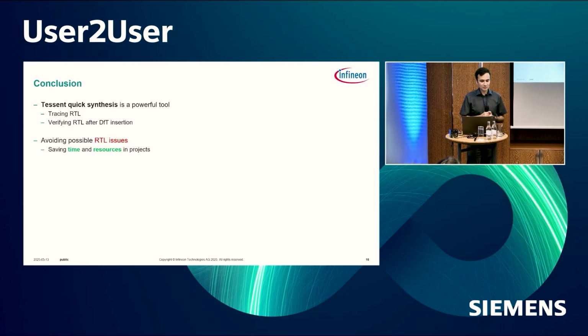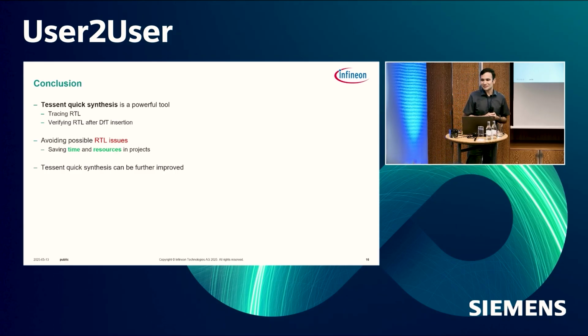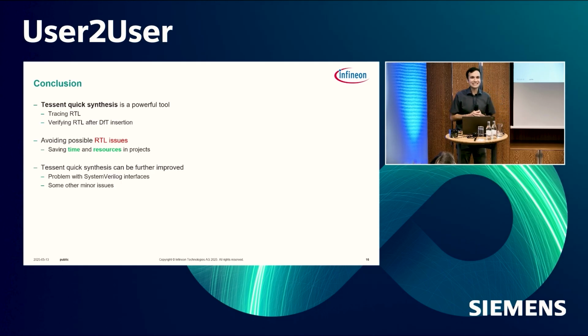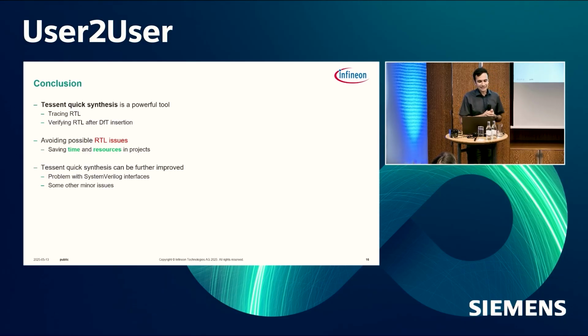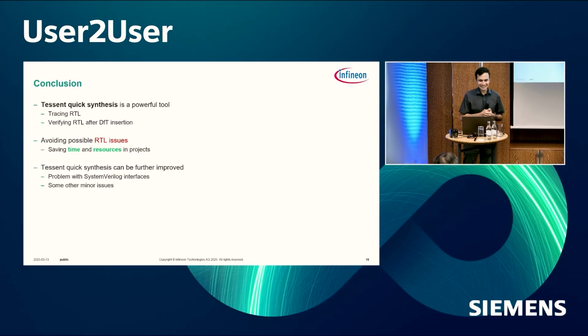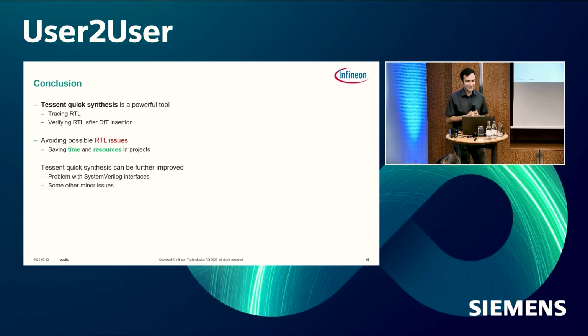And yeah, by integrating Tessent Quick Synthesis into our flow, we can save time and resources caused by these RTL issues. Of course, we also found some problems with Tessent Quick Synthesis. We try to report them to Siemens EDA. For example, one of these problems was related to the SystemVerilog interfaces. So we realized that the tool behaves a bit strangely. It cannot synthesize the SystemVerilog interfaces correctly. We already reported it, and we also found some minor issues, but we already reported them. And we hope that Siemens EDA continues supporting Tessent Quick Synthesis and tries to even further improve it.